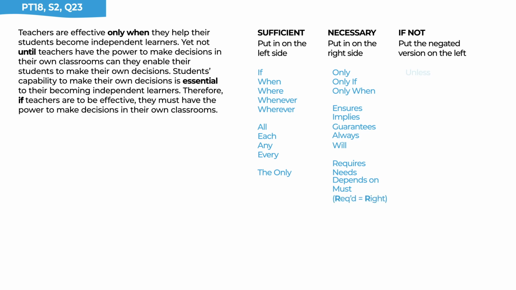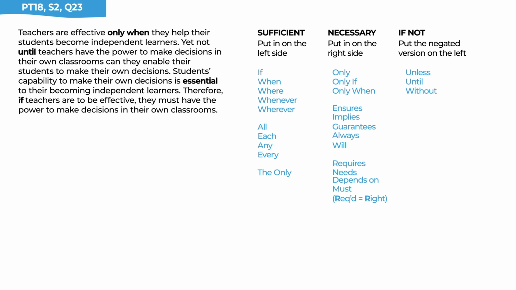And then we have these three words, unless, until, and without, where the rule that you want to memorize is that you will put whatever idea comes after that word on the left side of the arrow, but a negated version. So if not is saying you treat it like if in that you put it on the left side, but you need to put the negated version.